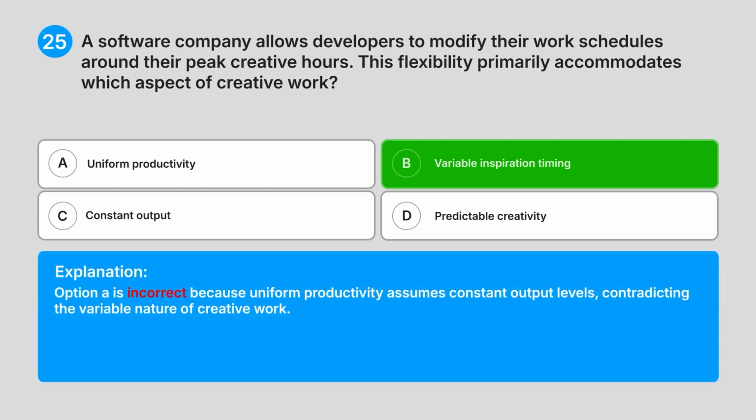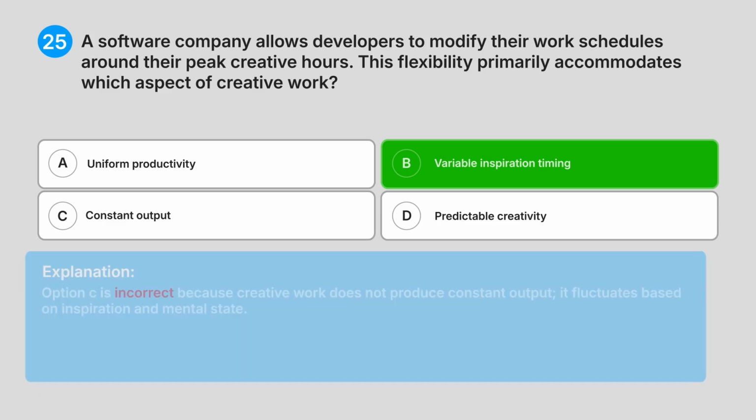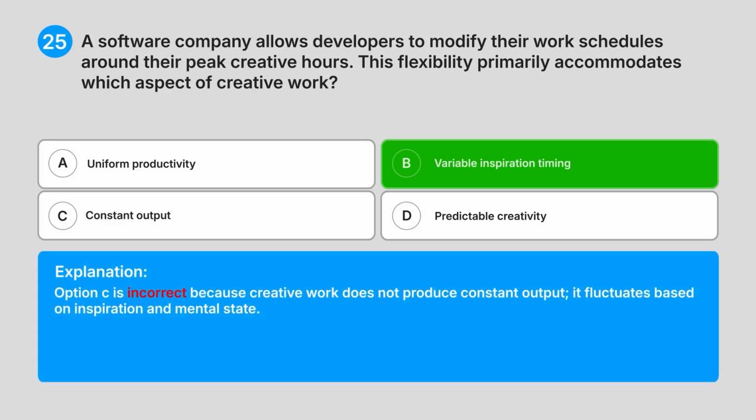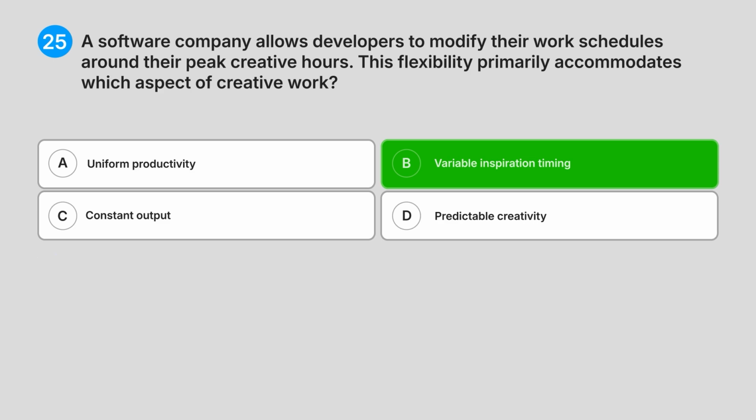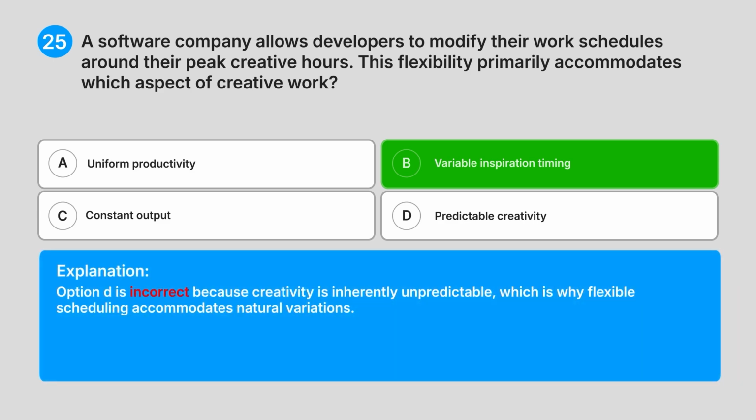Option A is incorrect because uniform productivity assumes constant output levels, contradicting the variable nature of creative work. Option C is incorrect because creative work does not produce constant output. It fluctuates based on inspiration and mental state. Option D is incorrect because creativity is inherently unpredictable, which is why flexible scheduling accommodates natural variations.